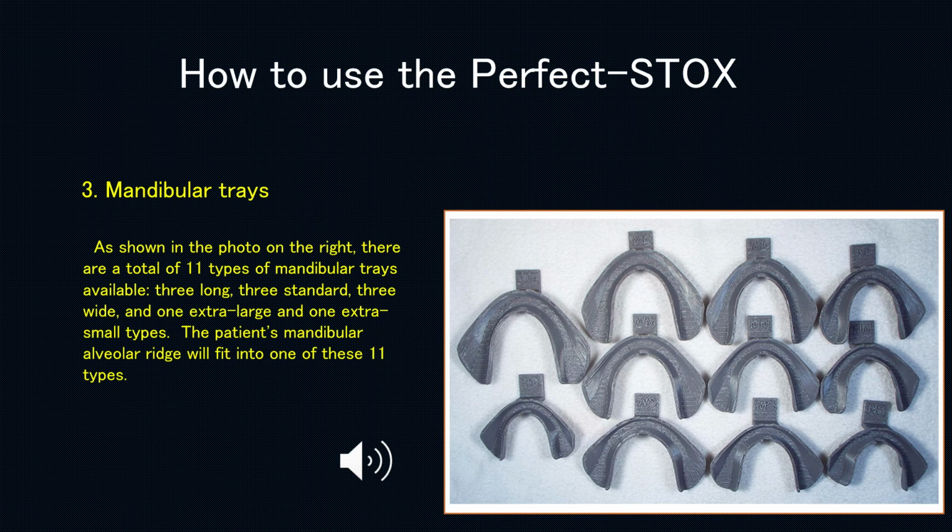3. Mandibular trays. As shown in the photo on the right, there are a total of 11 types of mandibular trays available. 3 long, 3 standard, 3 wide, and 1 extra large, and 1 extra small types. The patient's mandibular alveolar ridge will fit into one of these 11 types.